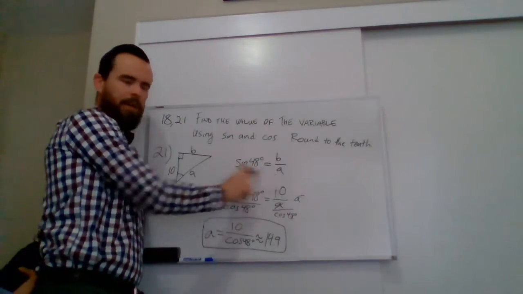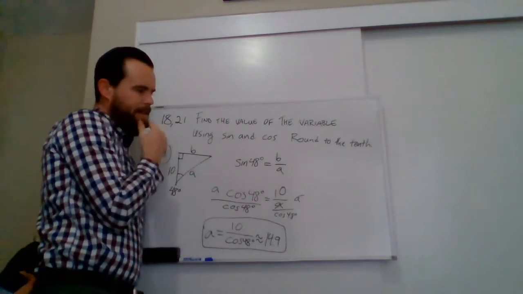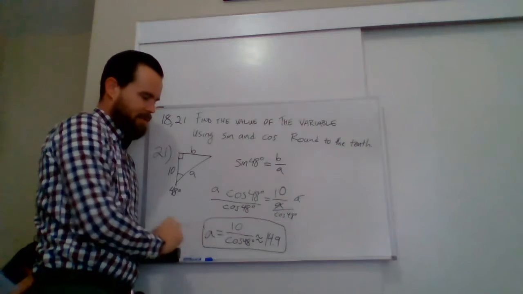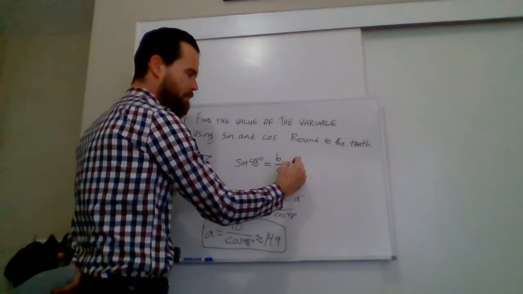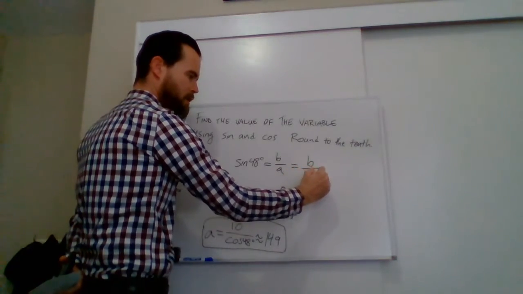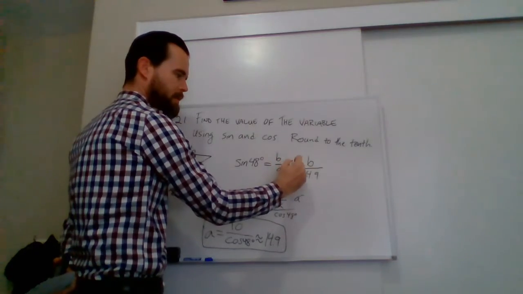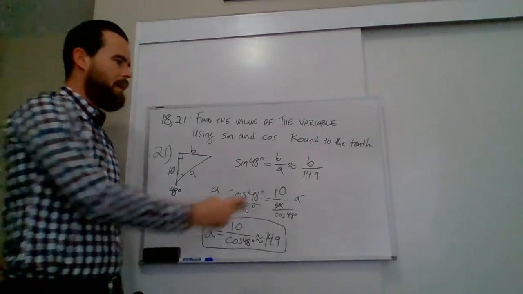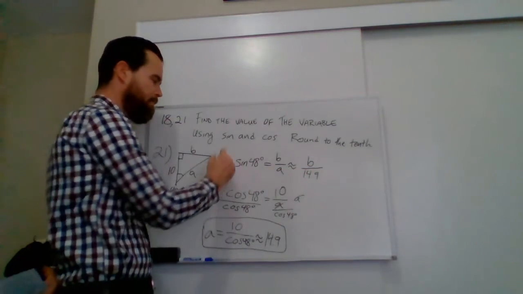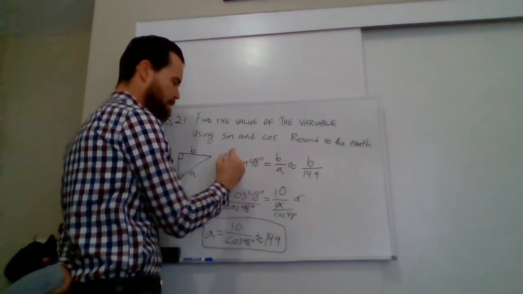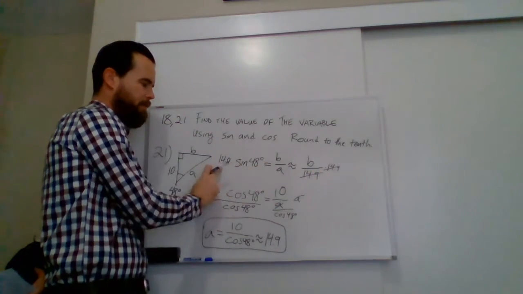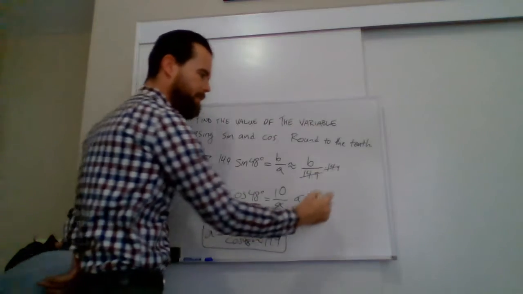So we're still left with a sine of 48 degrees. Is it still two unknowns now? Or did we figure out what one of them was? We got our A value. So let's just plug that in now. And that's no longer equal, that's similar to. So to get B by itself, we're just going to multiply both sides by 14.9. And we have B is about 14.9 times sine of 48.